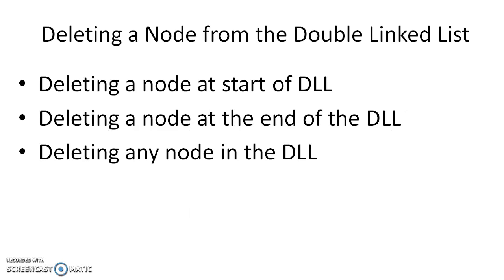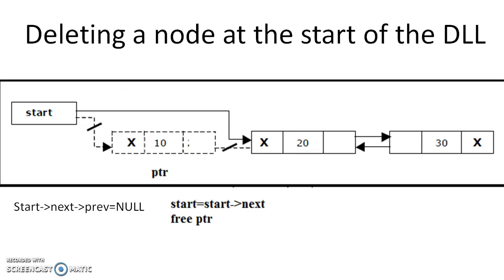And now we will see the deletion operations. The three deletion operations that we are having are deleting a node at the starting of the double linked list, deleting a node at the end of the double linked list, and deleting any node in the double linked list. At first, we'll see deleting a node at the starting of the double linked list. So we'll consider the pointer as the starting only.